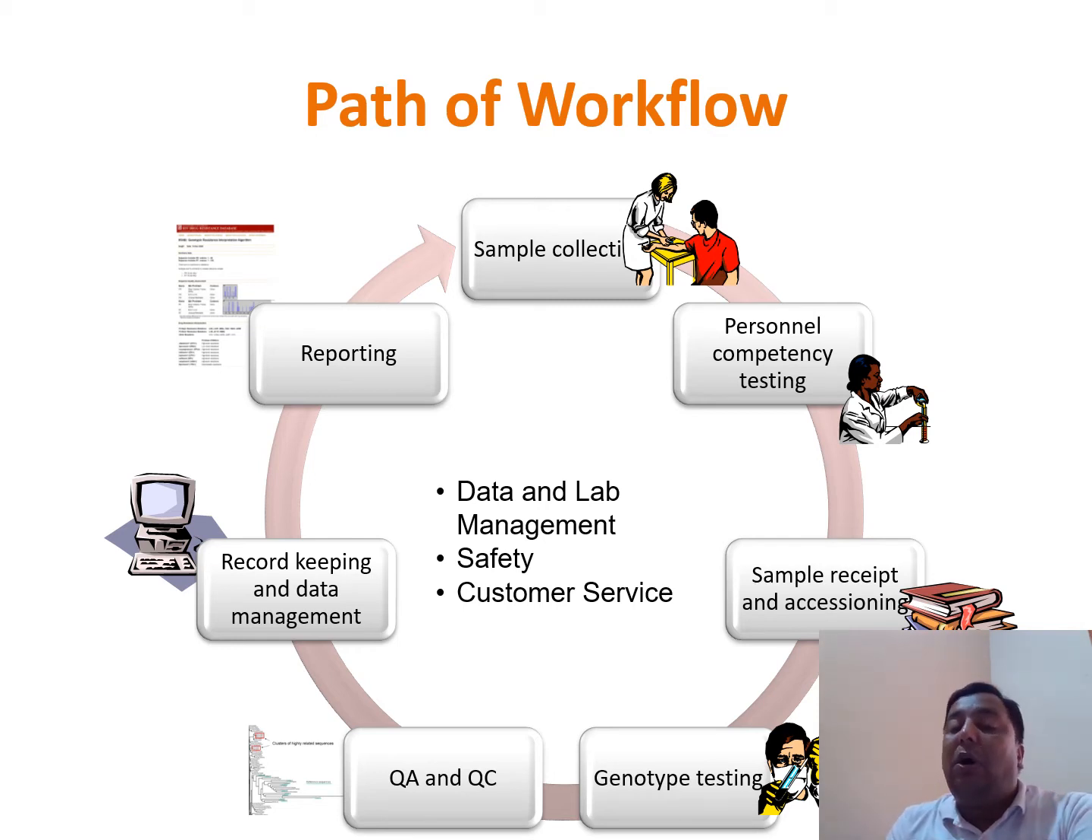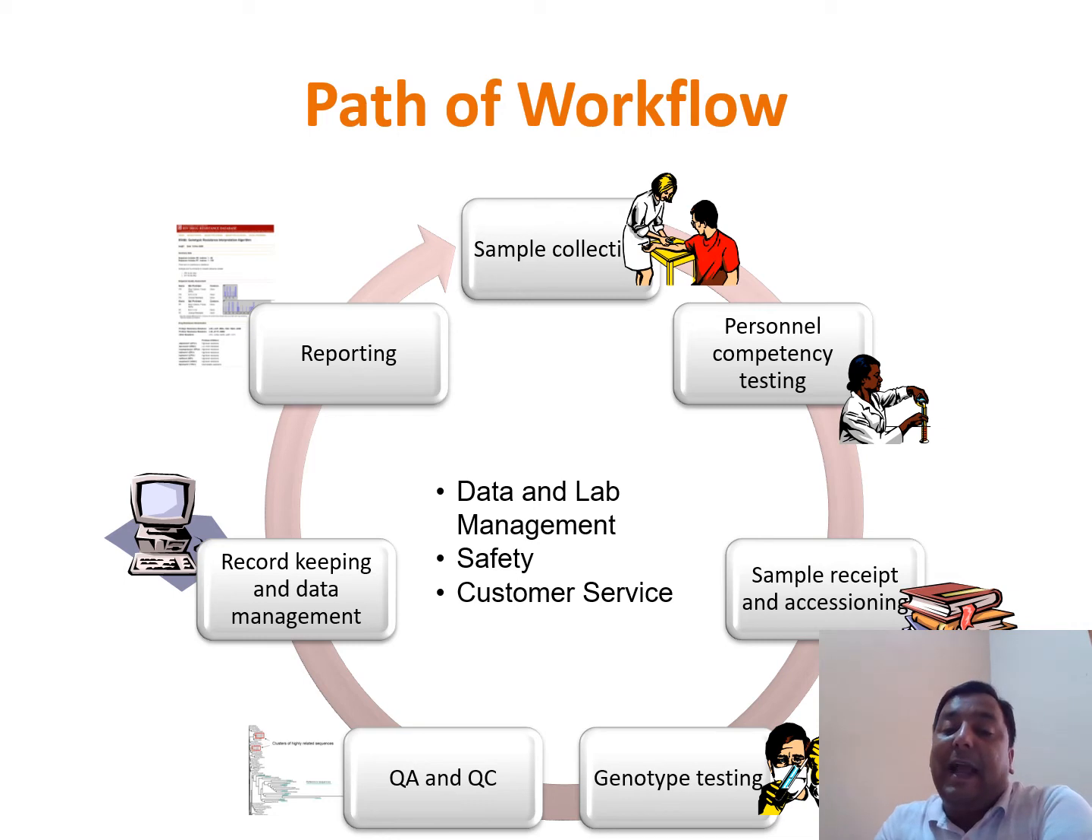So this all talks about data and lab management, their safety, and of course the customer service which we are doing. The workflow starts from sample collection, personnel competencies in testing and sample receipt, genotypic testing, quality assurance and quality check, and then record keeping and data management. These are the parts related to computer system validations. Then we have to make the report, right?